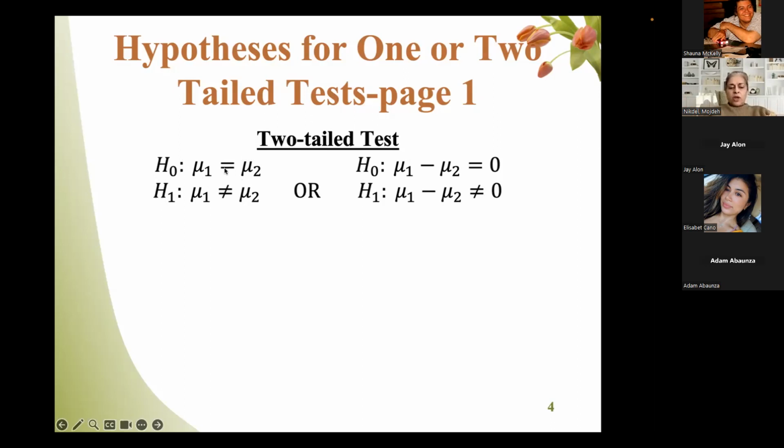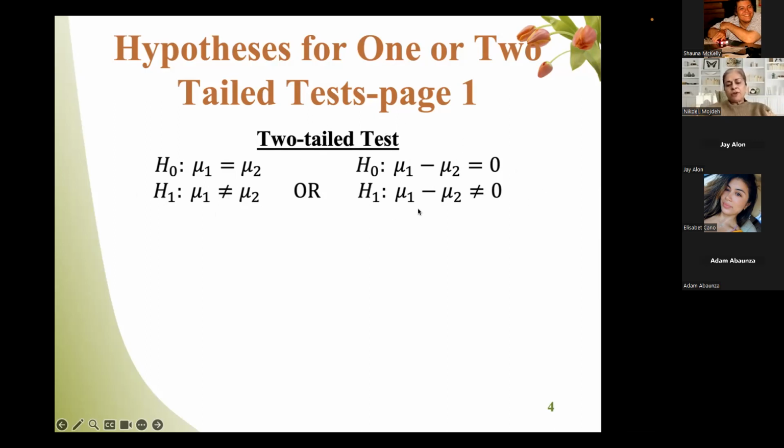Now, since our equation has an equal sign, we put it next to the null hypothesis. For the alternative hypothesis, we write mu1 and mu2. We put the opposite of the equal sign, which is the not equal sign. Okay? That's the way you write the null and alternative hypotheses for a two-tailed test.